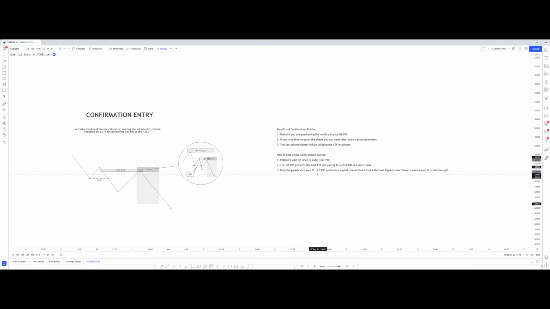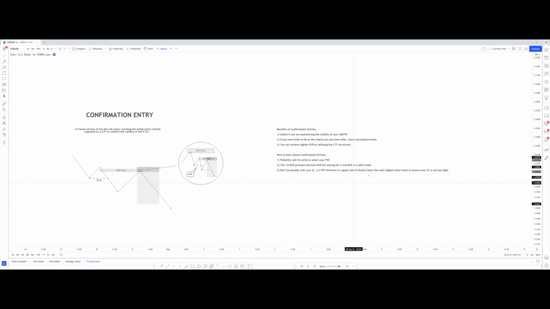So for me personally, a 3 pip minimum is a good rule of thumb. Sometimes I go to 2 to 2.5 pips. It really depends on the situation, especially for pairs like EUR/USD and AUD/USD. Those have really good spreads, so it's easy to get away with 2 to 2.5 pips. But just as a general rule of thumb, a 3 pip minimum is good, okay?